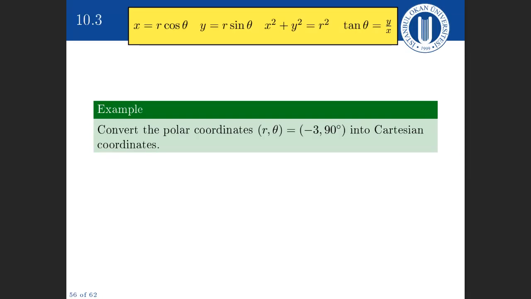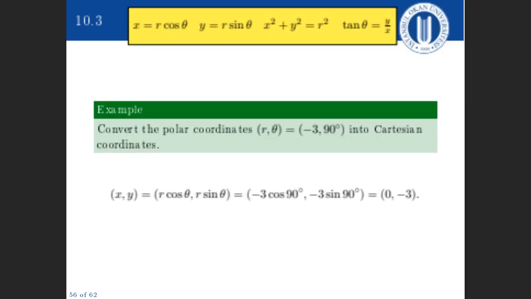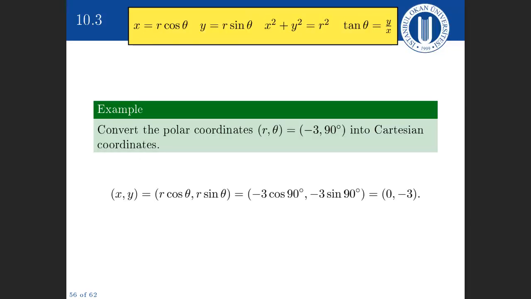Convert the polar coordinates r theta is equal to 3, -390 degrees into Cartesian coordinates. That's straightforward. We're just going to use the first two equations. We know r and theta. We want to calculate x and y. So just put the numbers in, and we get x is 0, y is minus 3.